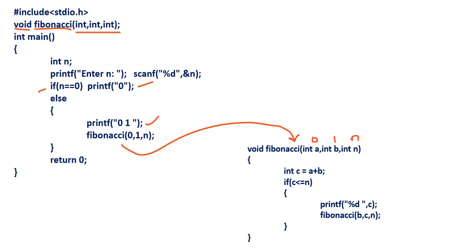Now you see the Fibonacci function part. It calculates a plus b value in c, and then checks if the added value, if the c value is less than or equal to the given n value, then it prints c value, and again it calls the Fibonacci function by passing b, c and n values. That means again it is calling the same function. That means it is making recursive function calls. In this fashion, this particular Fibonacci function will work.